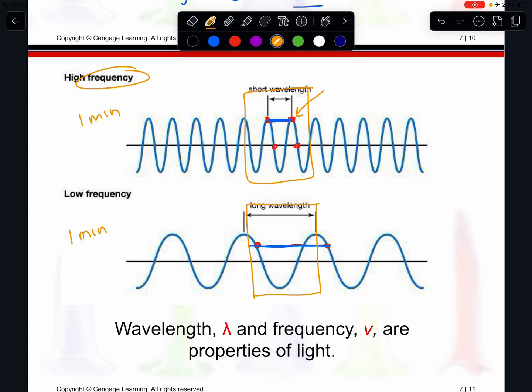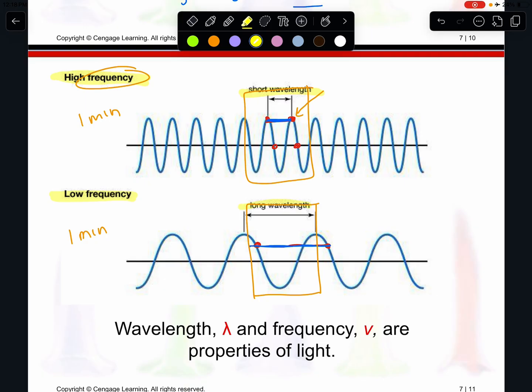So frequency is how often we're seeing a wave pass by in a certain amount of time. So high frequency has a short wavelength. This is a relationship we want to work on here and understand. When something has high frequency, it means it has a shorter wavelength. That means it can move a lot faster.